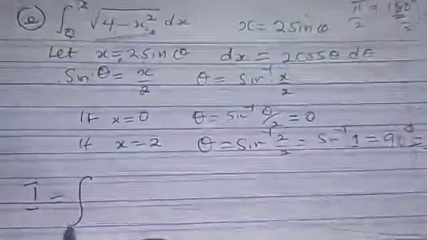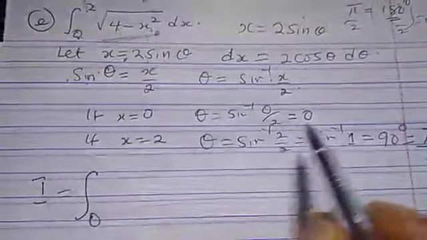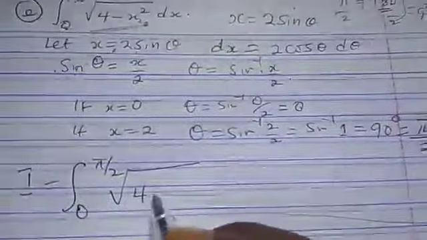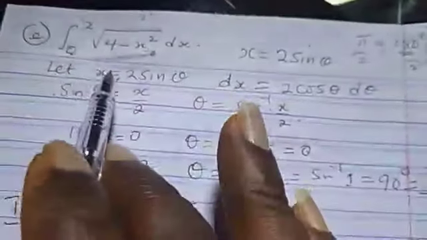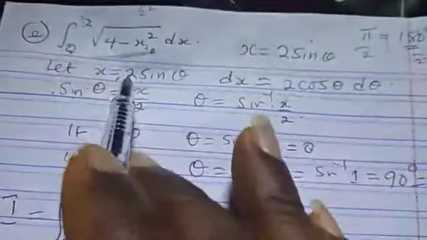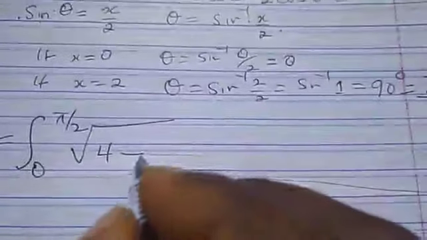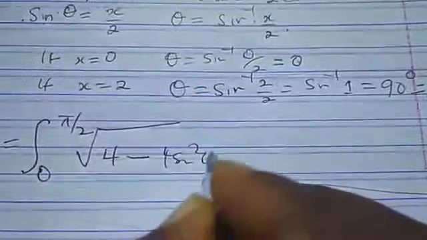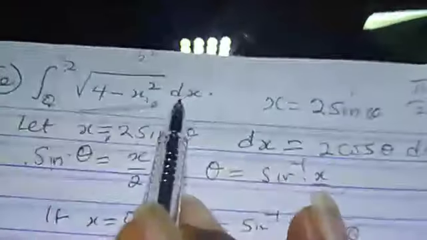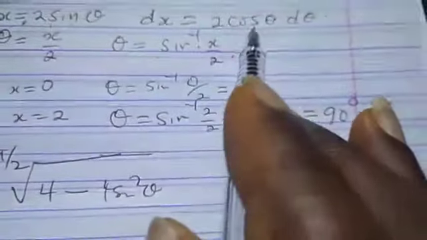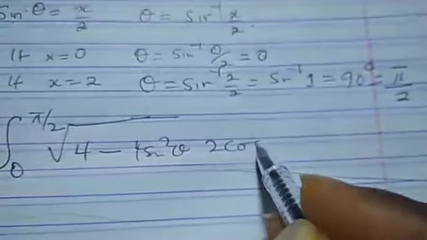The integral will now become 0 to pi over 2, square root of 4 minus x squared. x squared, this is our x. x squared will be 4, that is 2 squared, 4 sine squared theta. Then the next one is dx. This is our dx. 2 cos theta d theta.